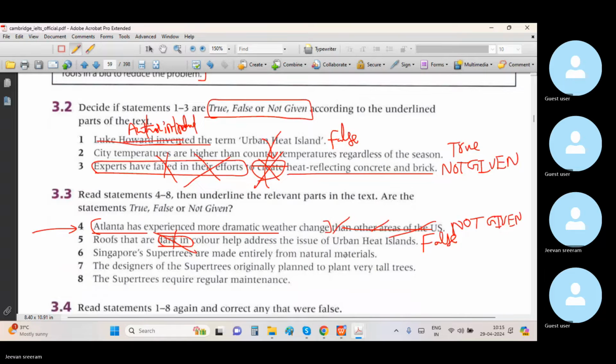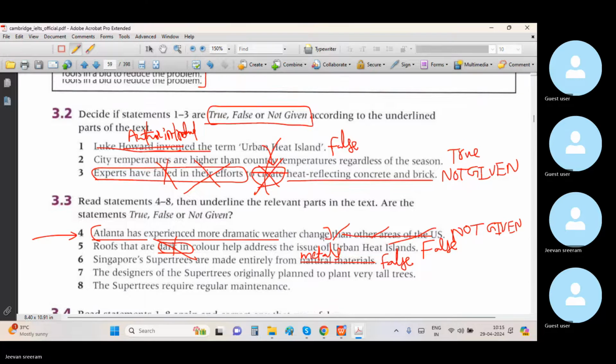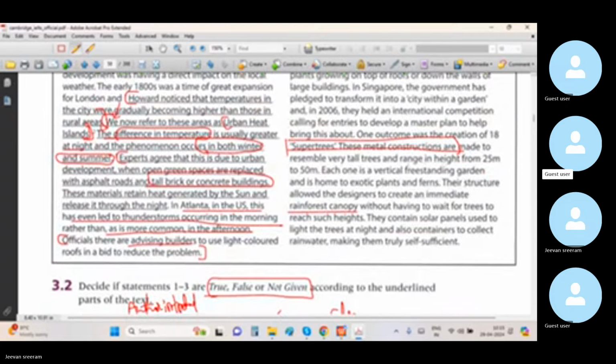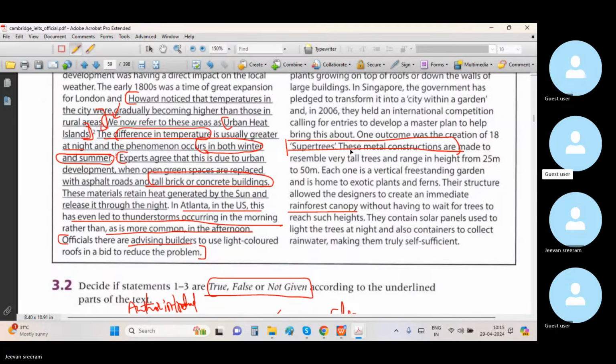Guys, the problem with this, instead of this, if you have metal, that would be correct. False. The supporting line is from the last, the sixth line, sir. After 18, yes, sir. Please observe here what he mentioned. The metal constructions are made to resemble trees. So they are metallic trees. They are not natural trees.